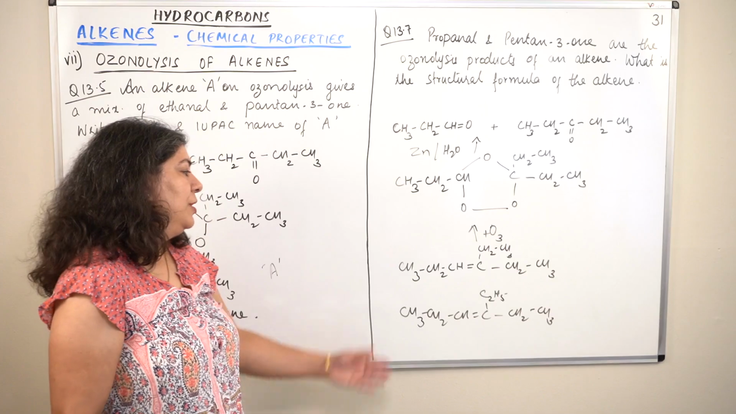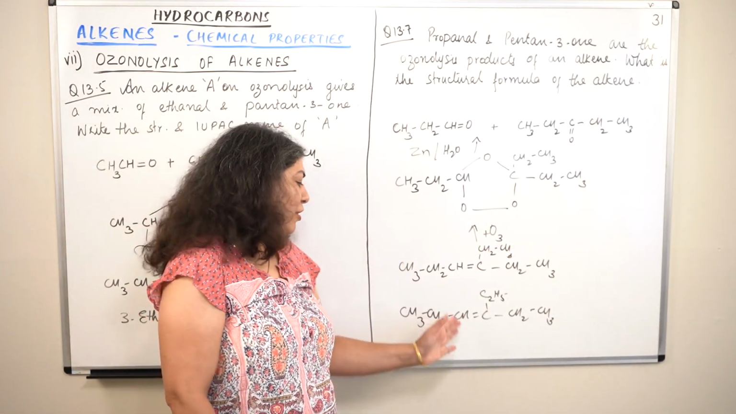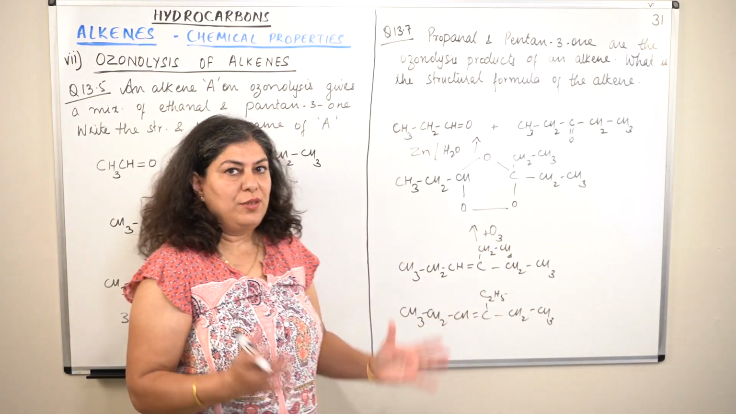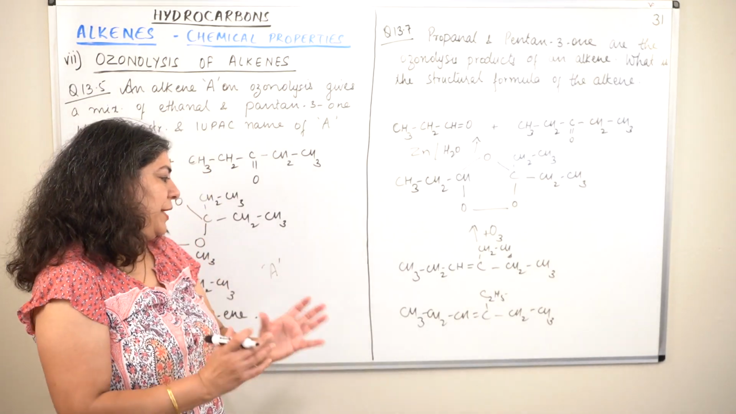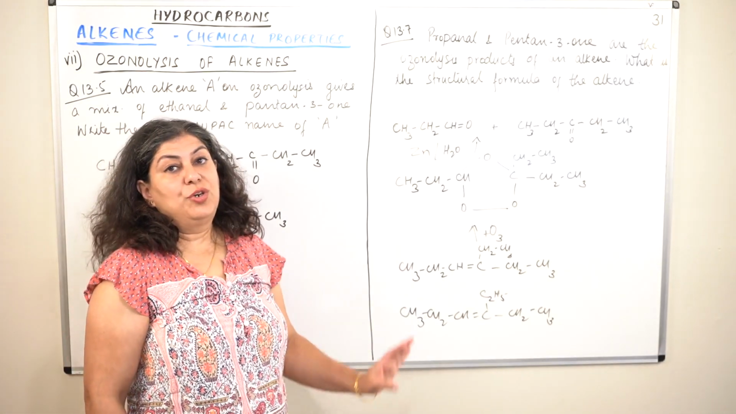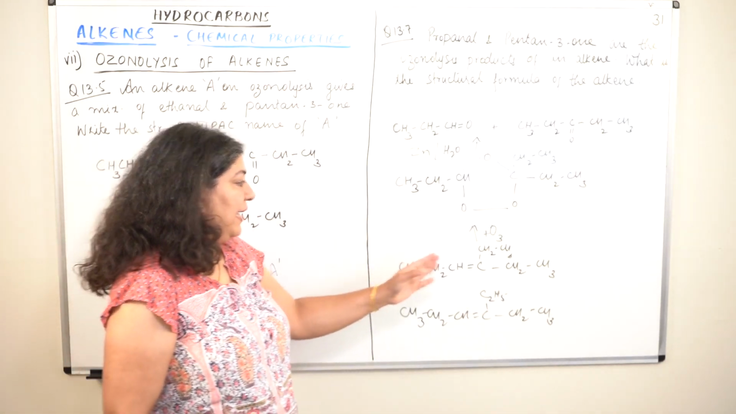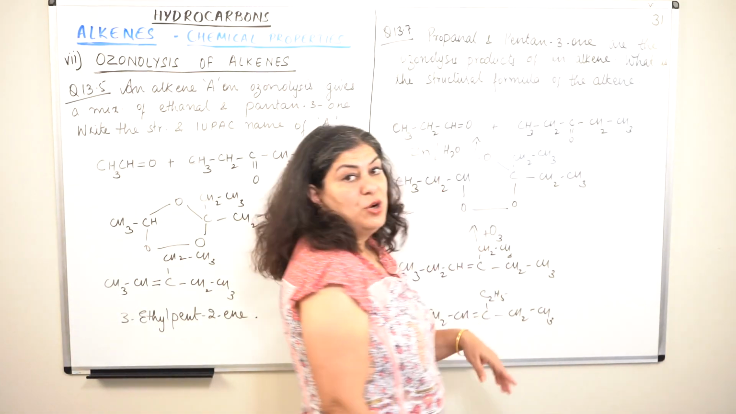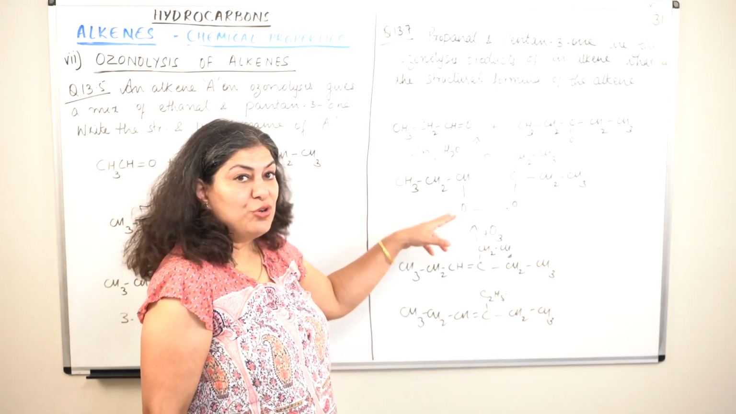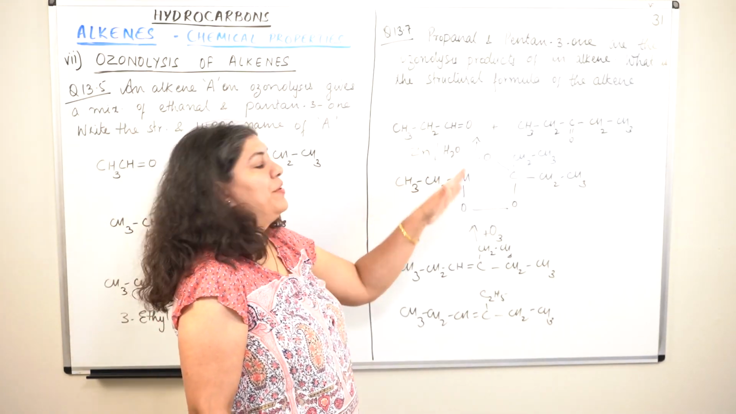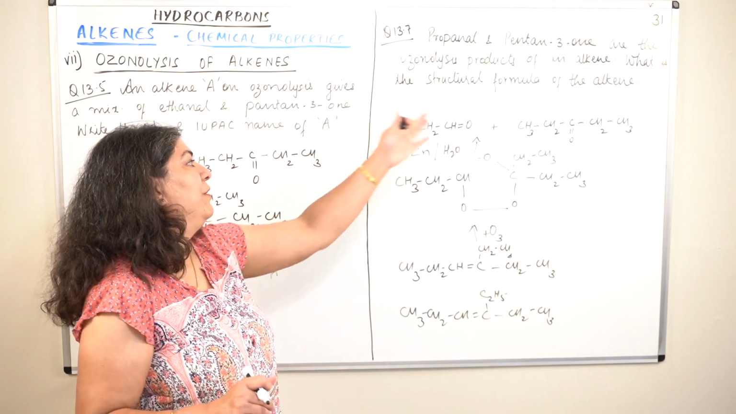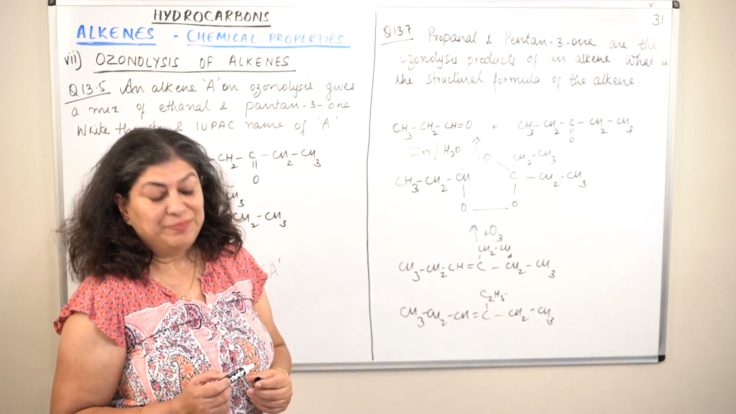This is the detailed structural formula, and this is a compact one where the ethyl group has been compacted together. So this is the structural formula of the alkene from which these products were obtained. This alkene must have reacted with ozone to give this ozonide. The ozonide, on reaction with zinc and water, would have given these two products.